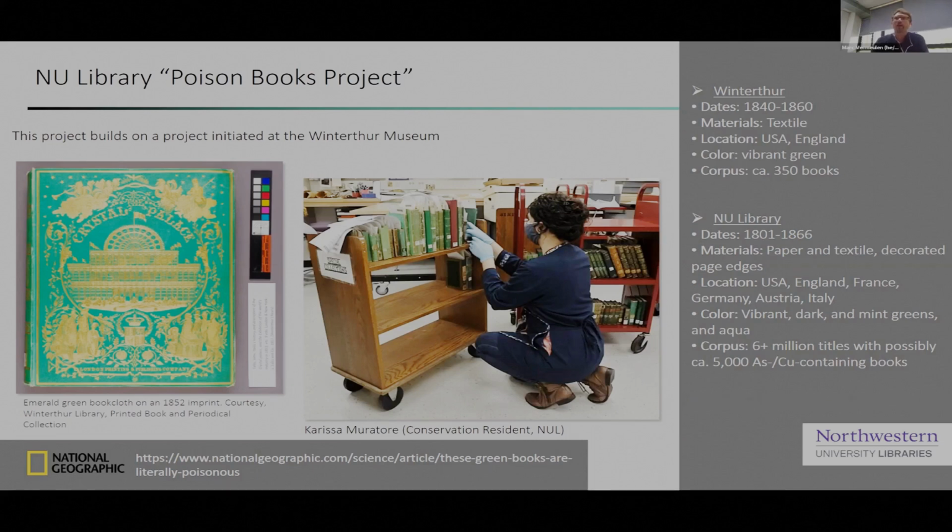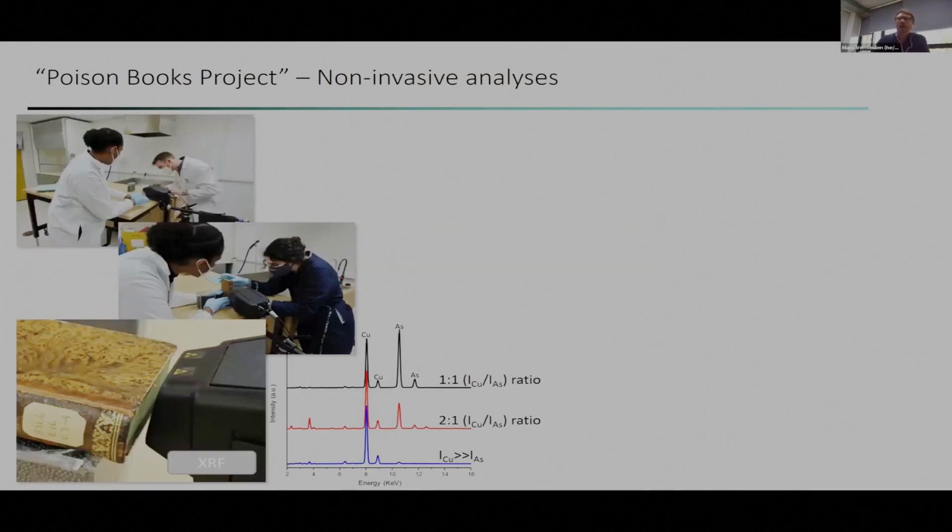One of the main interests of doing that at Northwestern was also the big corpus of green books that potentially contained copper and arsenic, because Northwestern has more than 6 million titles, and 5,000 of them are green books that may potentially contain arsenic and copper. So we had a much broader scope that allowed a very nice statistical approach to the presence of those materials in the collection, and therefore a better understanding of the production of those books in the 19th century.